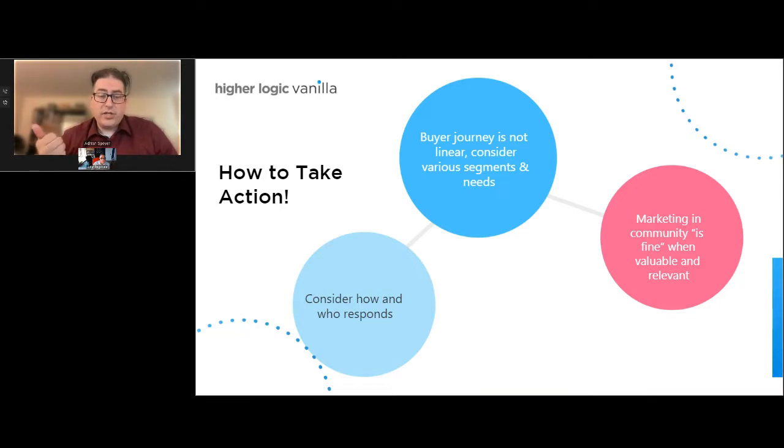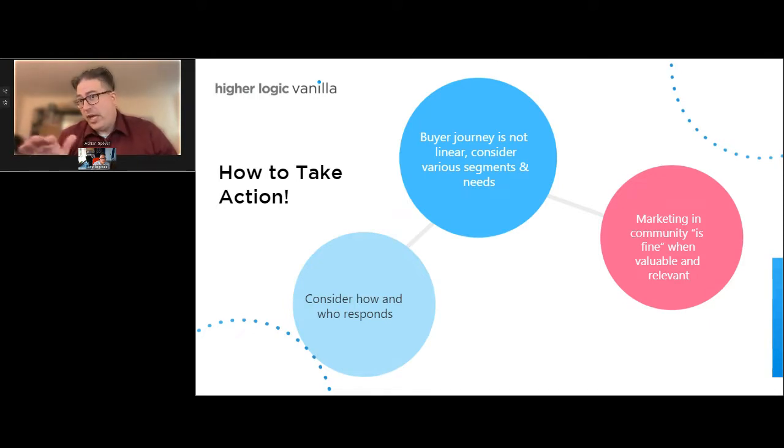So how do you take action? First, you want to consider how and who responds within your community. Don't leave an intern to respond to angry customers. Make sure it's someone who's a professional that has guidelines, training, and knows how to escalate. You want to make sure that your frontline folks are the ones responding.